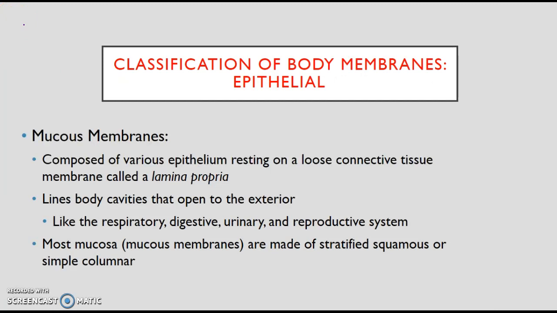Mucous membranes. So these are going to be different types of epithelium resting on loose connective tissue called the lamina propria. And really, these are going to line body cavities that open to the exterior. So this is going to be the type of membranes lining the inside of your nose or the inside of your lungs, the inside of your digestive tract, your urinary system, and your reproductive system. Basically, if it can lead to the outside environment, it's going to be lined by a mucous membrane. Most mucous membranes are going to be made of stratified squamous, like on the inside of your nose, or simple columnar like we find in the digestive tract.